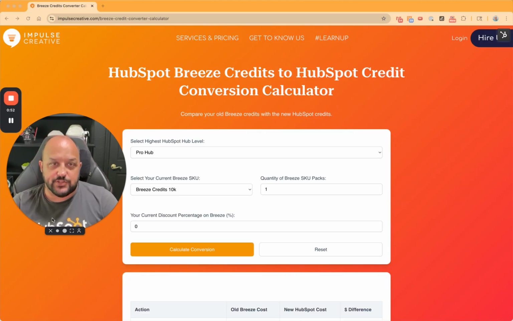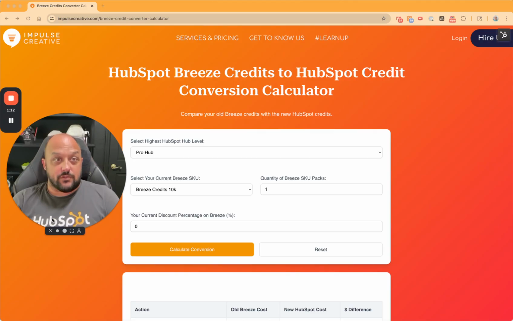We want to make sure you understand how your credits can be addressed, but also how the conversion from the old Breeze credits that you had signed up for is going to correlate to the HubSpot credits that they've now been converted to.